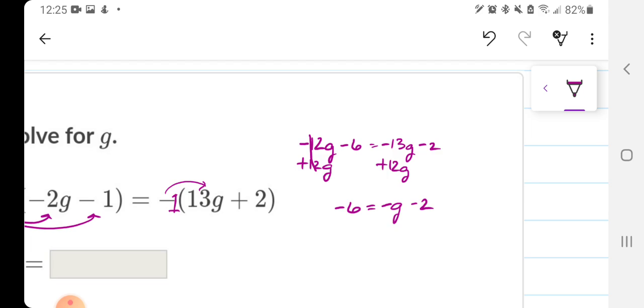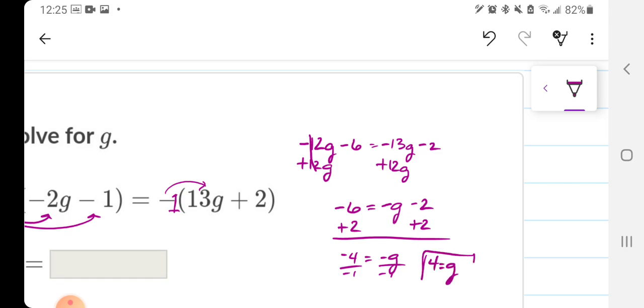We're almost done now, just a couple more steps. We could add 2 to both sides. And as I think about it, I could have easily added 13g to both sides at the beginning and avoided this negative g. That is cool. So we get negative 4 equals negative g. Oops, did that wrong. All right, negative 4 equals negative g. And you really just, in your head, divide them both by negative 1. So 4 equals g. And so that problem would be done.